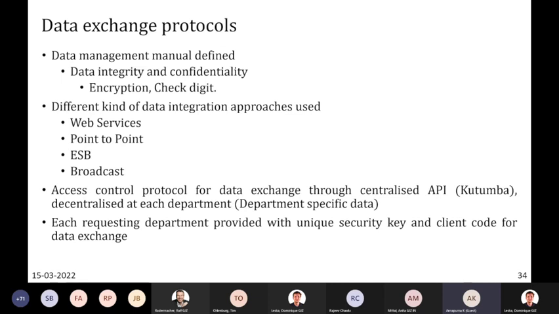Access control protocol for data exchange is ensured through a centralized API, and each department has a client code, so there is a department specific data share. The requesting department is also given a unique security key and client code for data exchange. Next slide, please.